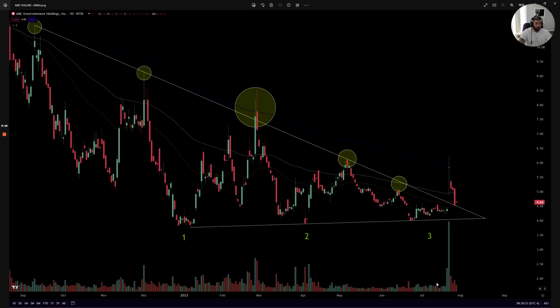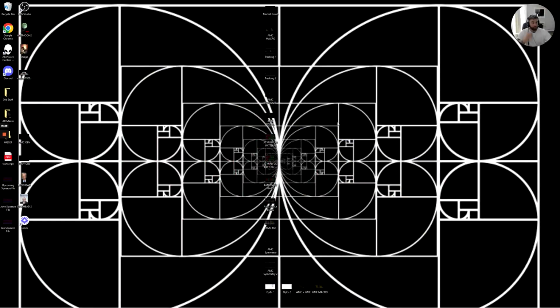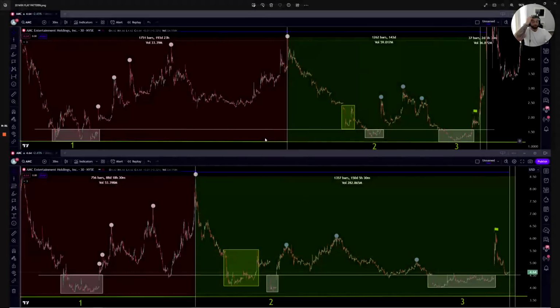Perfect move here. High volume breakout, low volume retest, double bottom, hammer. 20 is about to cross the 50. Looks great. No complaints. Now, I posted this on Twitter. I also posted this in Discord.